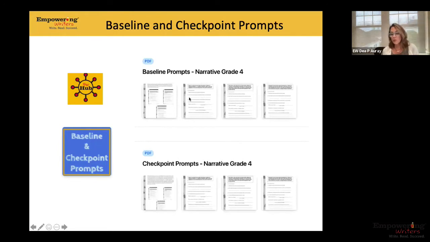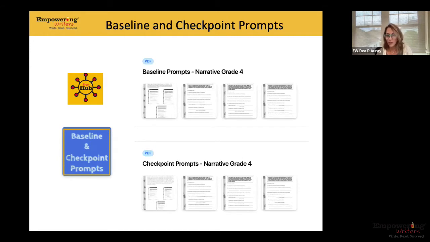So for those of you who have used Empowering Writers, and for those of you who are new to us, we always provide the baseline prompts. One of the ways in which we talk with our students all the time is about the importance of, as teachers, using a common language and shared experiences. And that's important so that when we look at student work, we know specifically what we're looking for. So we give them a baseline prompt and we use that to assess where they're at.